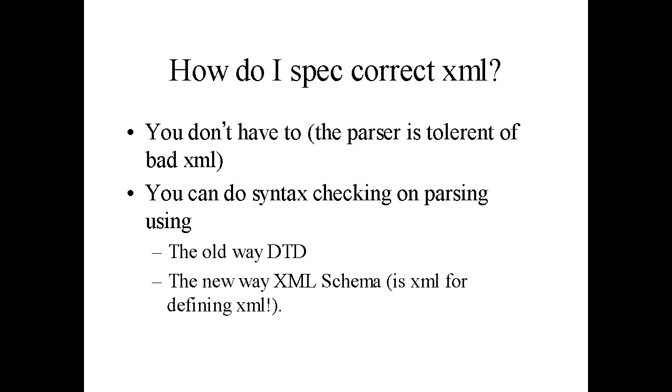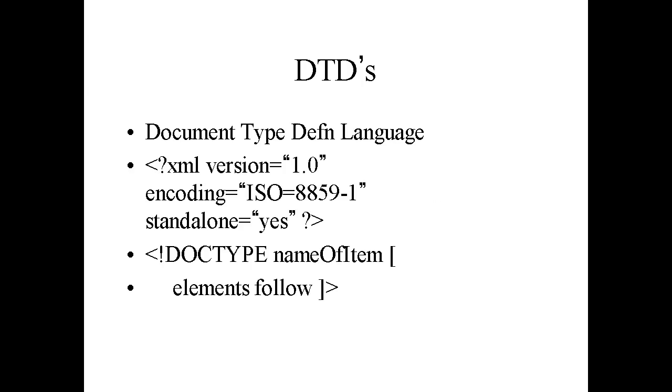So how do you specify a correct XML? And the answer is you don't have to. It's a trick question. The parser will work with bad XML, but if you do have a specification, the parser will detect errors in the spec. Normally, in the old days, you used to use a document type definition, or a DTD, but those were not written in XML. Now we have an XML-based system called the XML schema, and that is XML for defining XML, and that tells us what tags are appropriate and when they're appropriate.